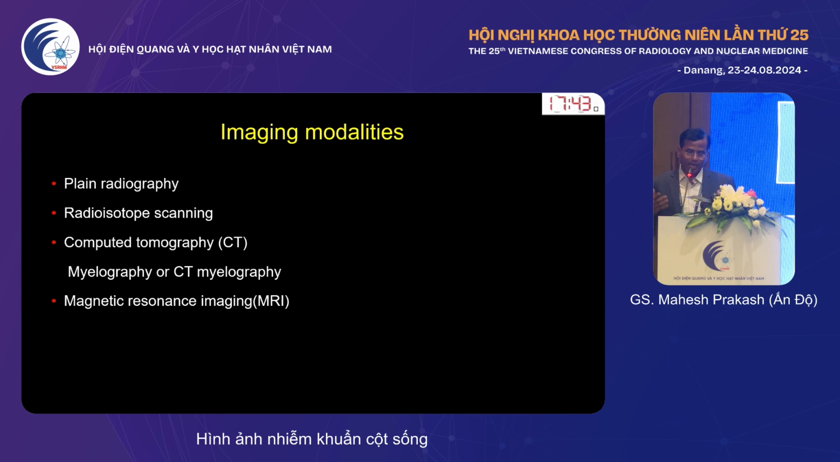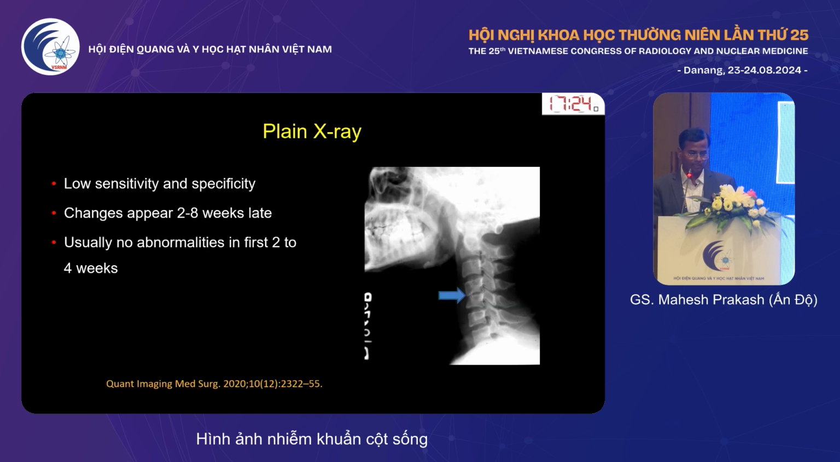So what are the imaging modalities nowadays? In most centers we have the radiograph, which has been available for many years. Then we have radioisotope imaging, CT scan, and MRI, and we'll see the advantages and disadvantages of each modality. The radiograph is available all the time, but it has low sensitivity and specificity. The other important point is that the findings appear late, up to 2 to 8 weeks. We don't want that. We want to diagnose infections as early as possible to get proper treatment. That's why the radiograph is usually not the first-line modality in early infections.